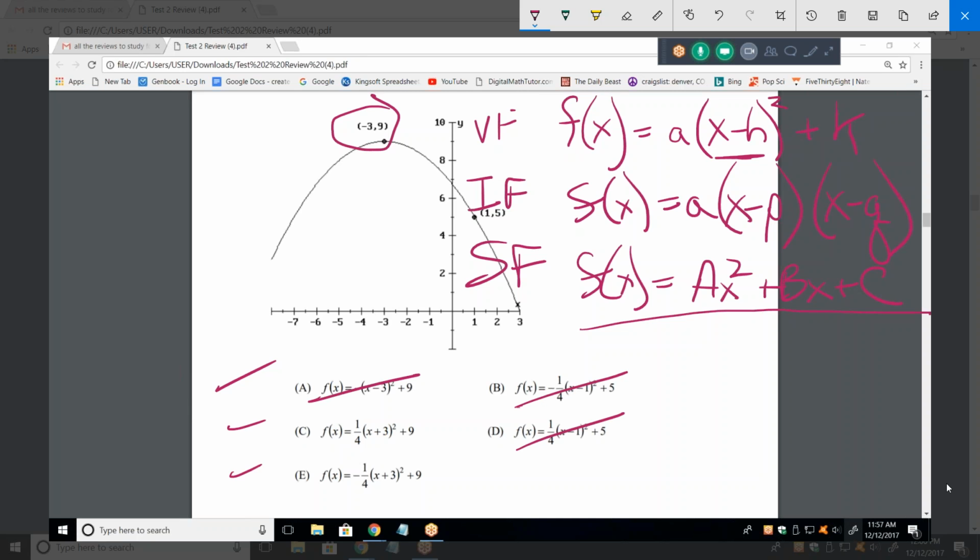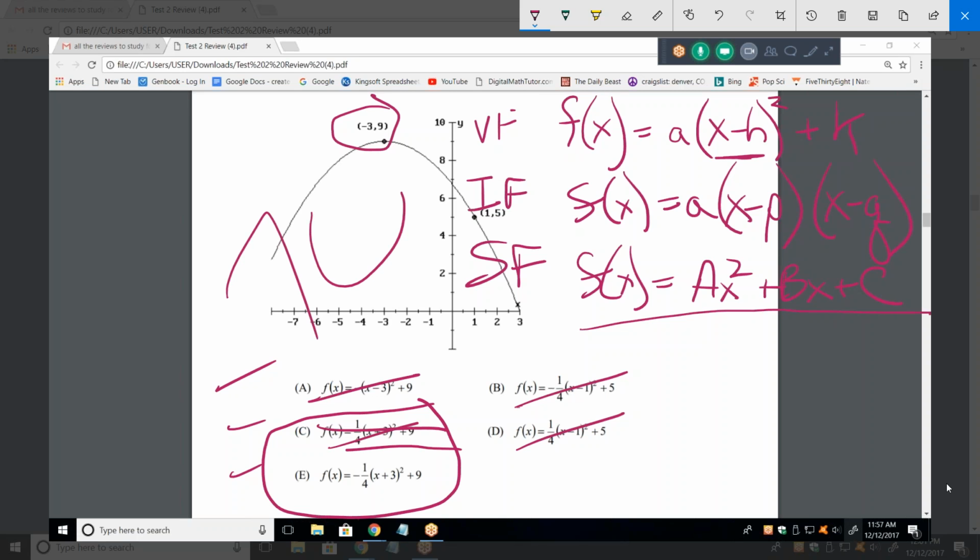What's the y-coordinate? Plus 9 in both cases. What's the difference between C and D? 1/4 and negative 1/4. Which one is our function? C. No. This parabola points down. Therefore, a has to be negative. If a is positive, a parabola points up. If a is negative, it points down. This one's pointing down, so it's definitely not that.